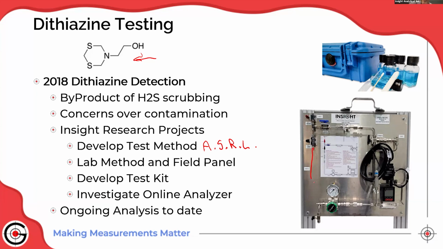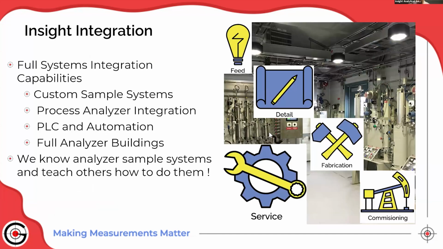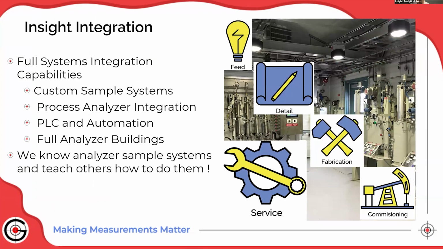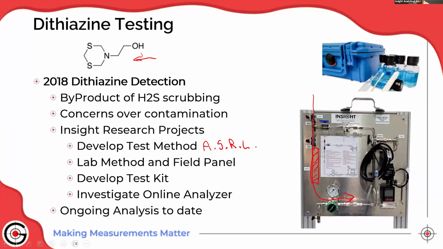So what we do is we put a little column in here that contains a material that can absorb dithiazine. We let natural gas from the pipeline flow over that column for a period of time. It flows over there. We have an integrating flow meter, which tells us how many liters of natural gas flowed over the column. The column absorbs the dithiazine.